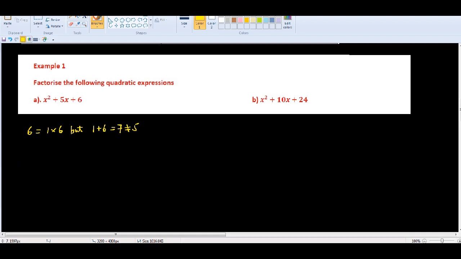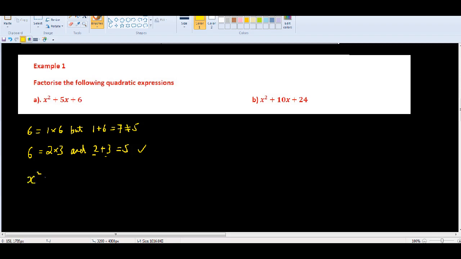How about the other one? 2 times what? 2 times 3. And you try 2 plus 3. Is 2 plus 3 equal to 5? Yes. So we know the two important numbers are 2 and 3 in this question.